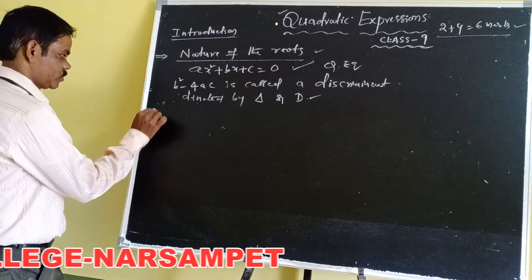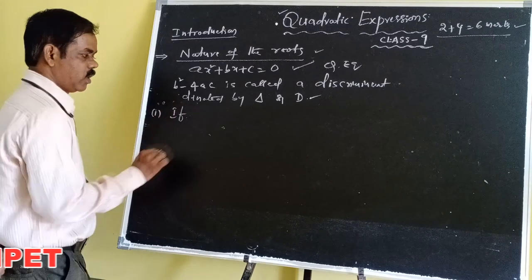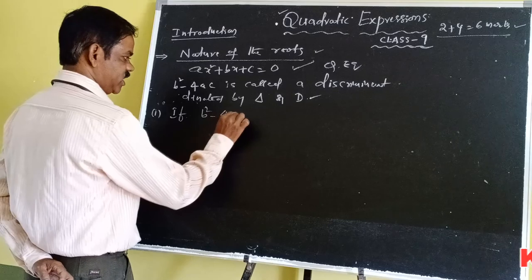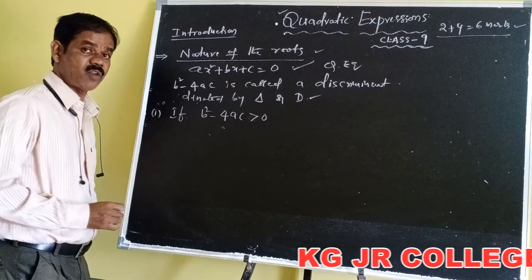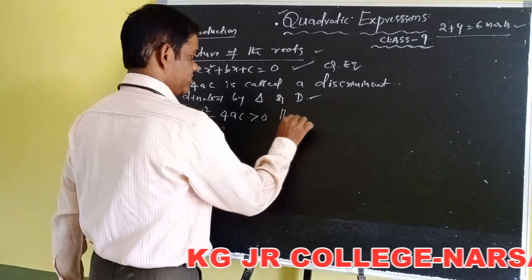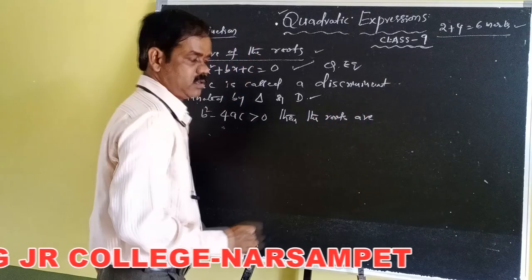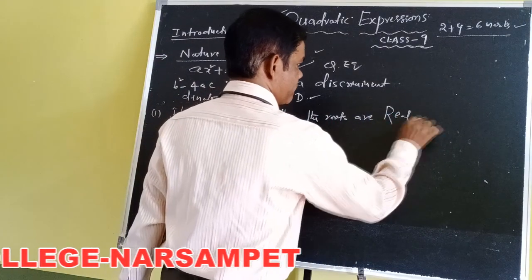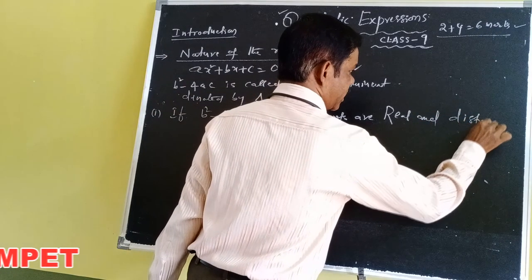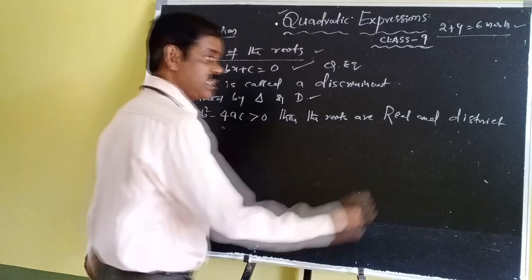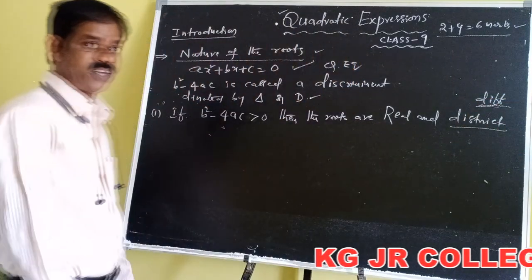The first rule is our concept. If b square minus 4ac value is greater than 0, that means the discriminant value is greater than 0, then the roots are real and distinct. Distinct is nothing but different roots.